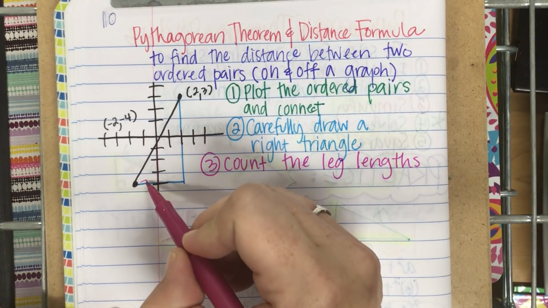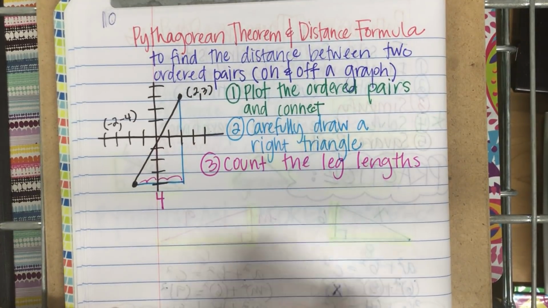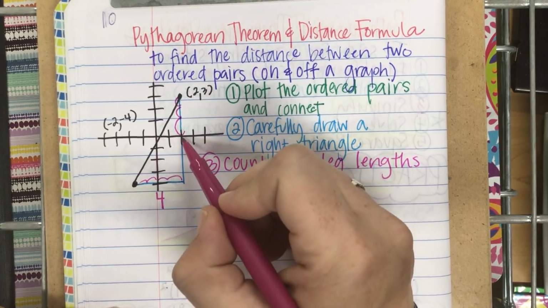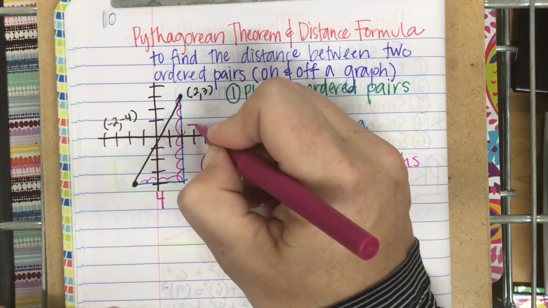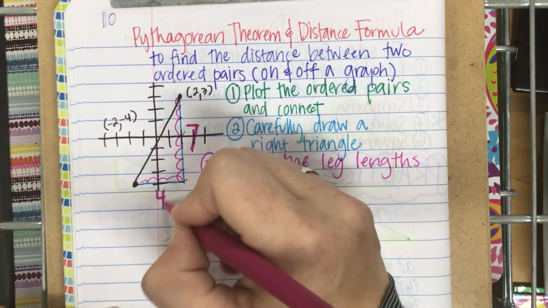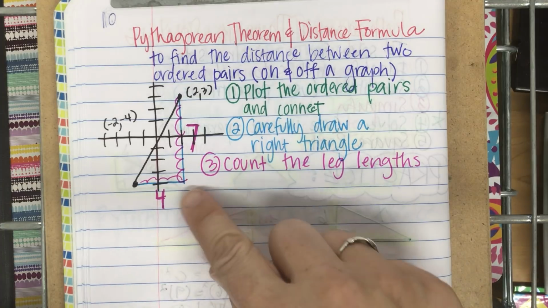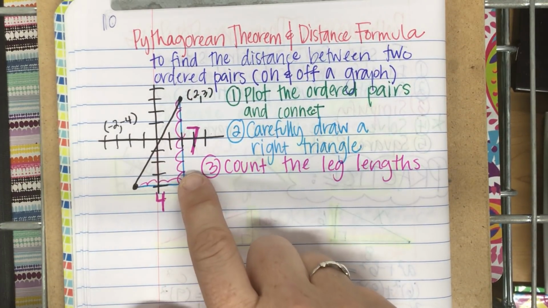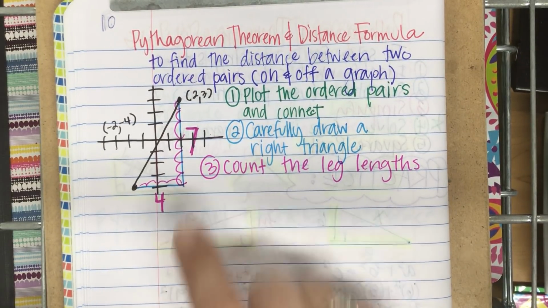So I have 1, 2, 3, 4. That length is 4. And this is 1, 2, 3, 4, 5, 6, 7. So my leg lengths are 4 and 7. And I know that this is a right angle because I drew a vertical line and a horizontal line, and a vertical and a horizontal line are opposites, right? They're inverses, and they meet at a 90-degree angle.